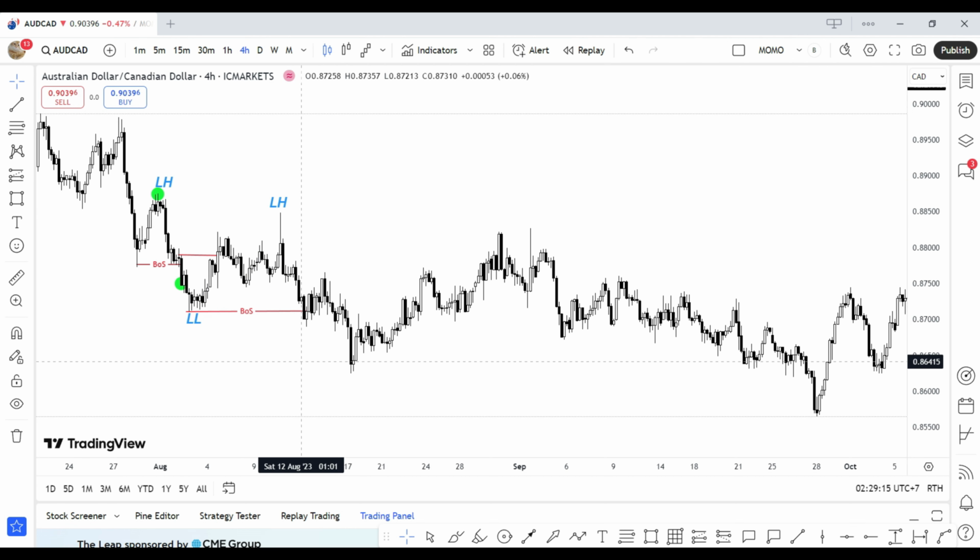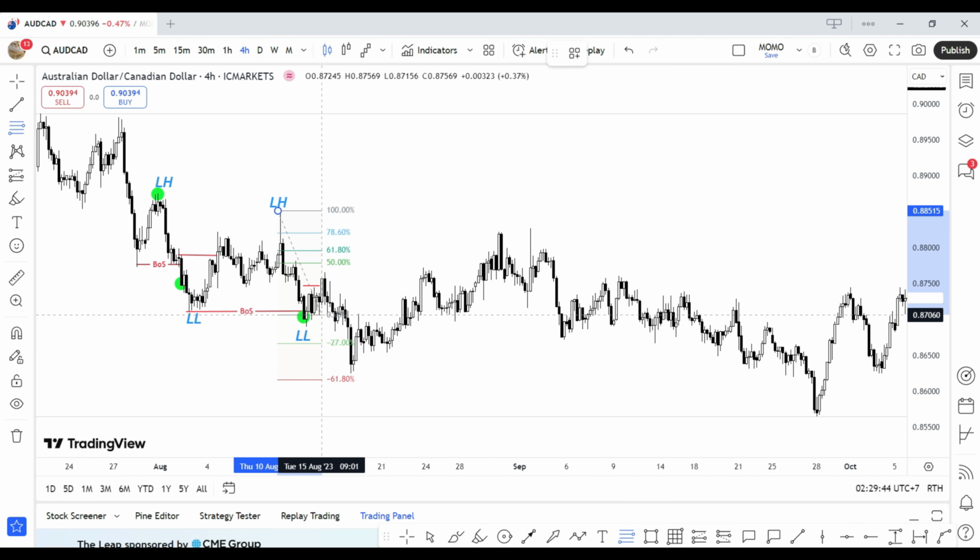We already know how to find our new lower high. And then to find our new lower low, look for the most recent bearish candle, confirm its high is broken with a candle body. Here is my recent bearish candle, its high broken with a candle body. So we have a new lower low here. Again, use Fibonacci from the lower high to the lower low.